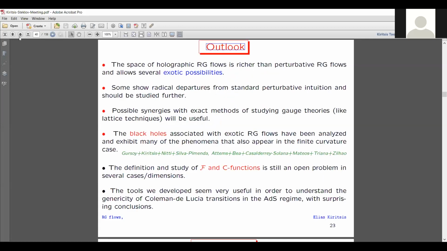So let me conclude. The space of holographic renormalization group flows is richer than perturbative RG flows and allows for several exotic possibilities. Some of them show radical departures from standard perturbative intuition and should be studied further. The black holes which are associated with these exotic RG flows have been analyzed already and exhibit many of the phenomena that appear also in the finite curvature case. The definition and study of F and C functions is still an open problem in several cases and dimensions, in particular in 5 dimensions. And I would like to end by saying that the tools we developed seem very useful in order to understand the genericity of Coleman-De Luccia transitions in the AdS regime with surprising conclusions. Thank you for your attention and your patience.